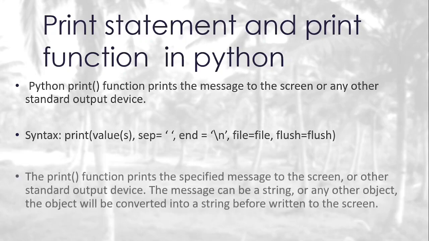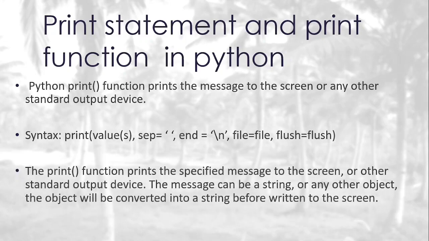The print function prints the specified message to the screen or other standard output device. The message can be a string or any other object. The object will be converted into a string before being written to the screen.